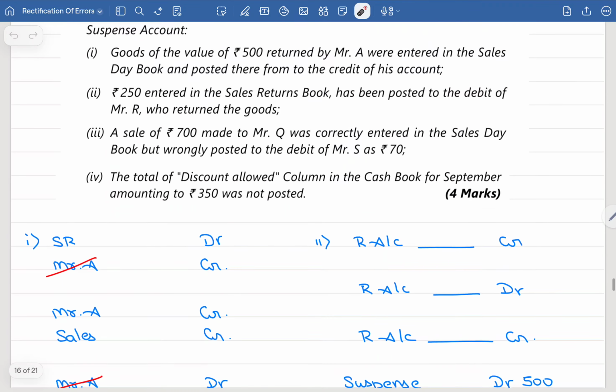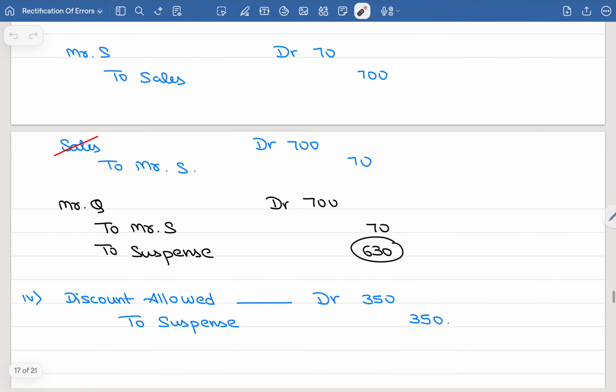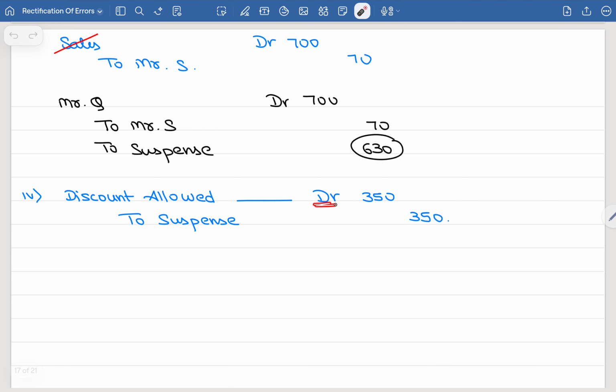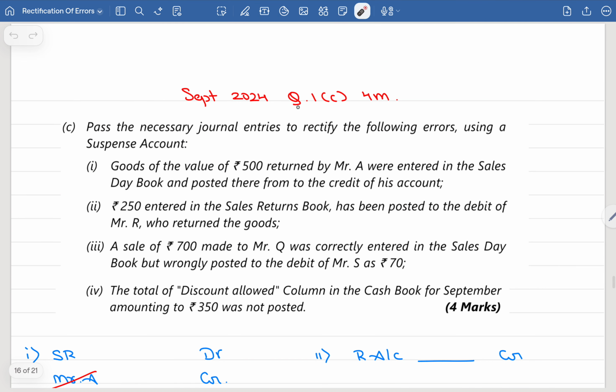Then point number 4, last one. Total of discount allowed. Discount allowed is a nominal account, it will always show a debit balance. The column in the cash book for September amounting to rupees 350 was not posted. Simple one. So discount allowed, we have to post it on the debit side 350. No other account is available, so I will use the suspense account, credit 350. Simple question. Asked for only 4 marks, but it is a compulsory question.